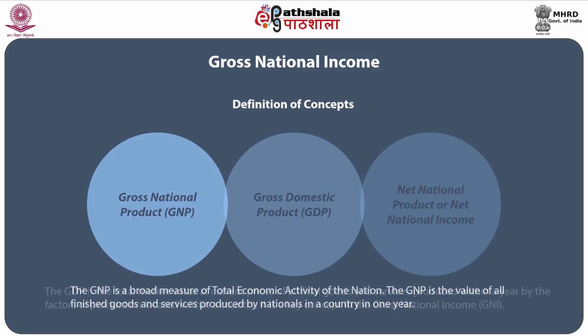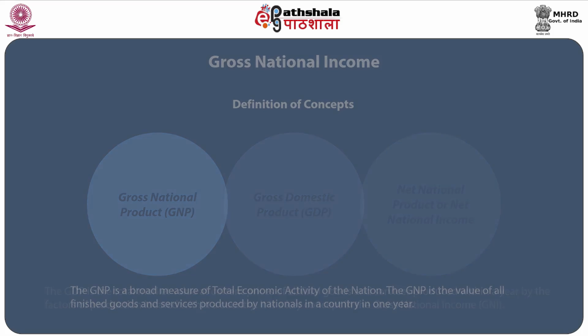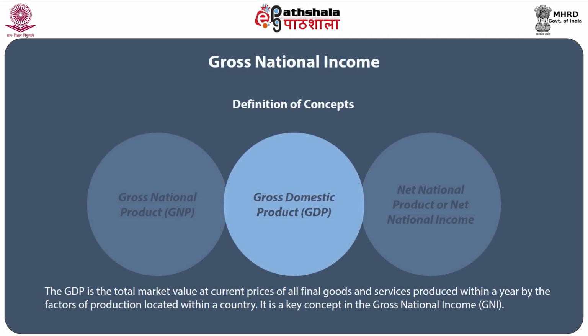The GNP, in short form, is the value of all finished goods and services produced by a nation in 1 year. Gross domestic product, GDP, is the total market value at current prices of all final goods and services produced within a year by various factors of production located within a country. It's a key concept in gross national income.